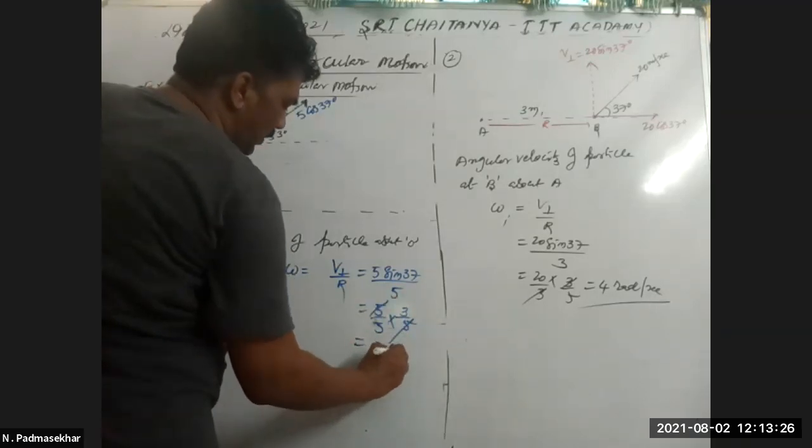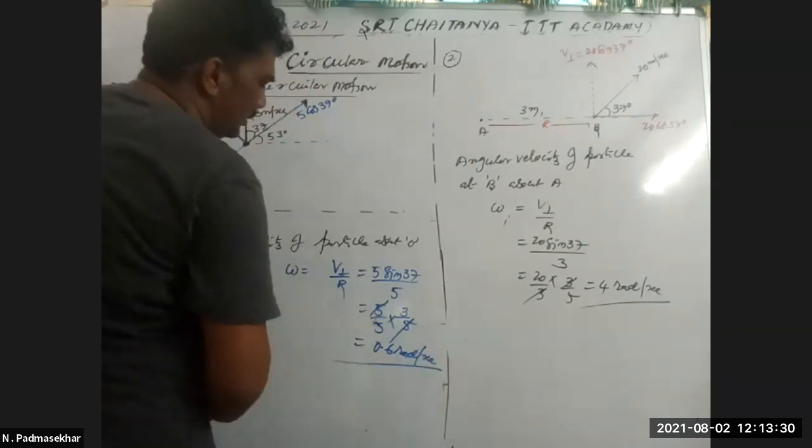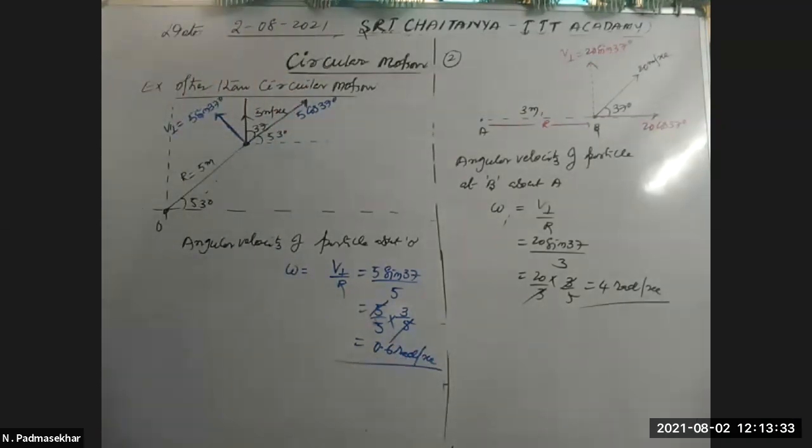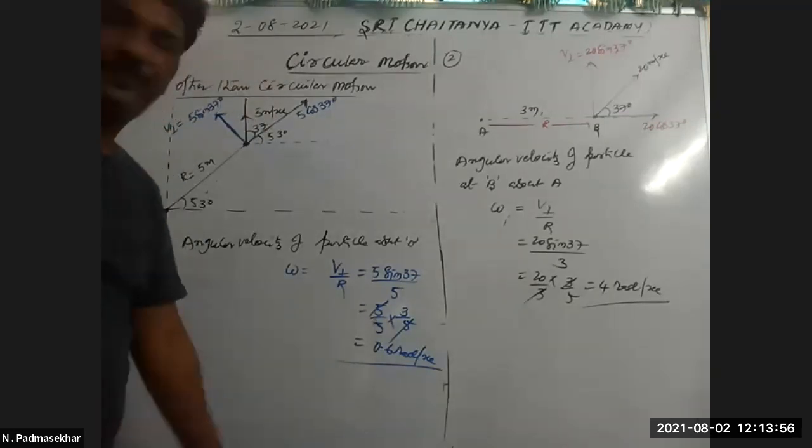So this is 0.6 radian per second. Okay, 0.6 radian per second, that is it. This file gives 0.6 radian per second.